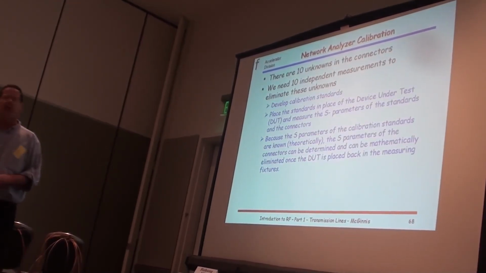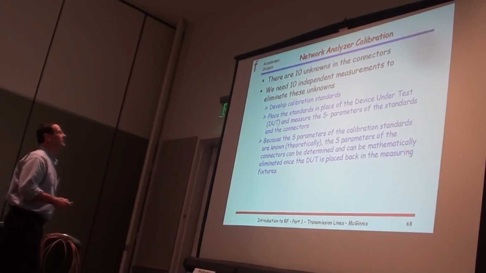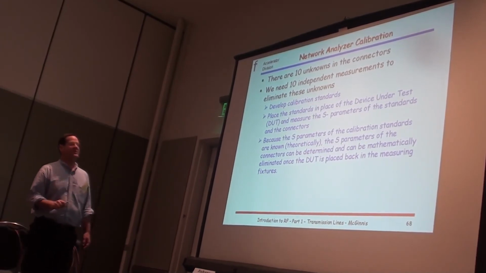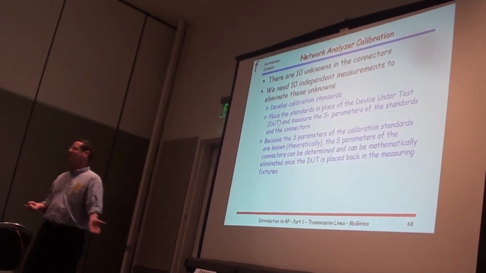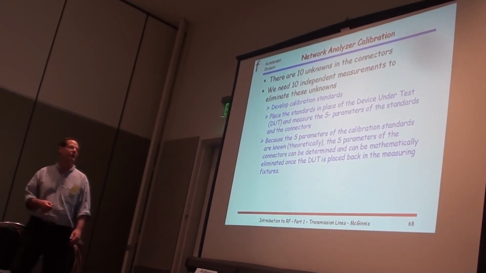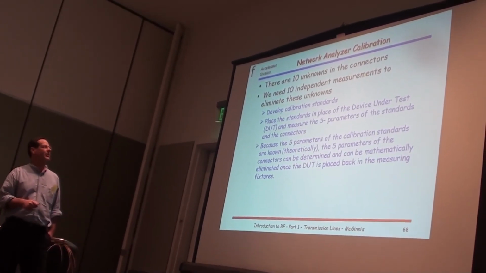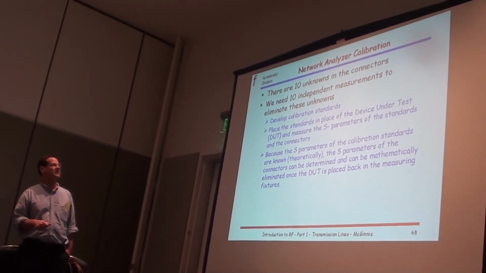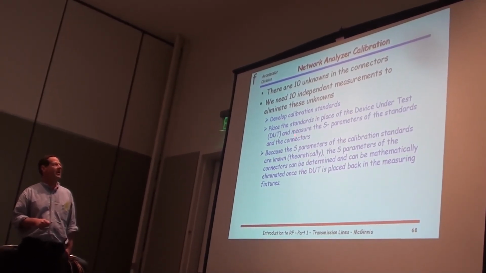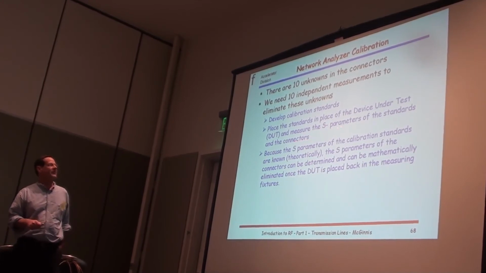So there are 10 unknowns, and they need 10 independent measurements. In fact, there's actually 12, and at some points 16, depending on the models that people use. So we need to develop calibration standards. You place your standards in place of the device under test, the DUT, and you measure the S parameters of the standards and the connectors.